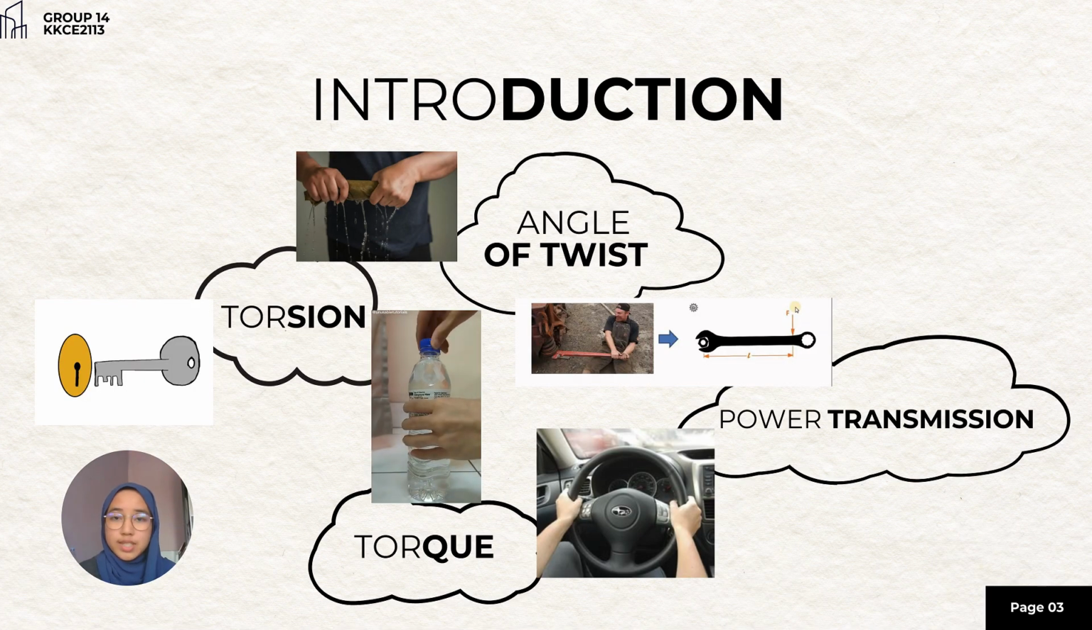Torsion occurs when a circular shaft is subjected to a twisting action, such as turning a key or rotating a shaft. In this video, we will explain the concept of torsion, torque, power transmission, and angle of twist. Let's begin with torsion.